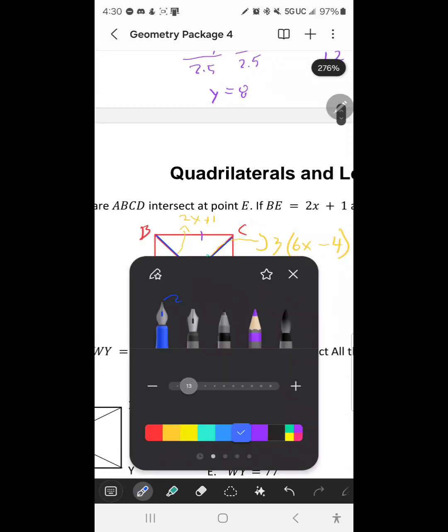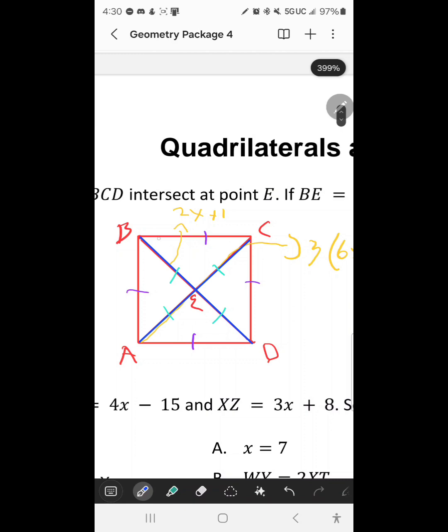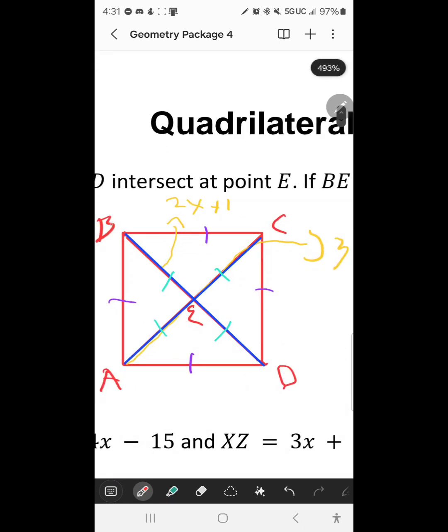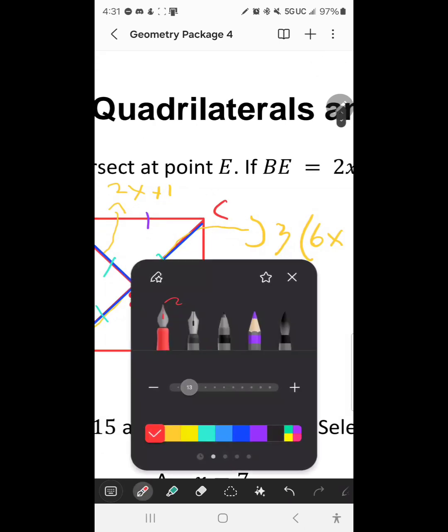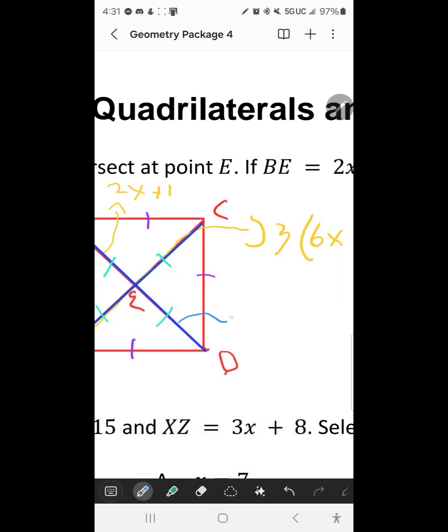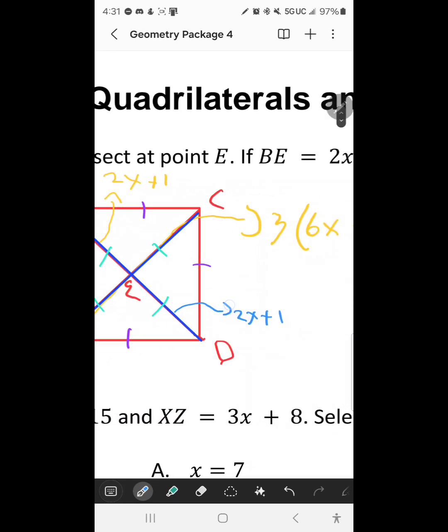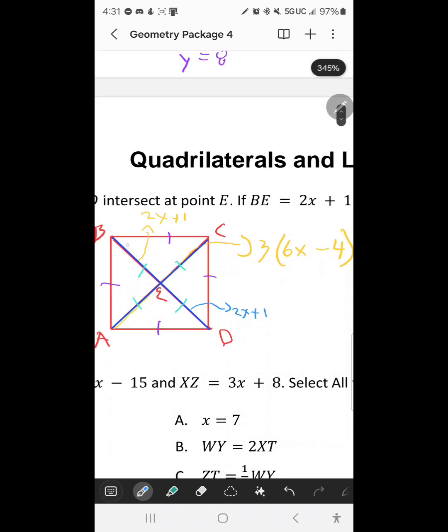Now, we have the whole line, and we have only a portion of this line. Since these two are equal, I can say that DE is equal to BE. So this right here is also going to be 2x plus 1 because it's equal to BE. So the whole line will be 2 times 2x plus 1, because we're talking about the two small segments.